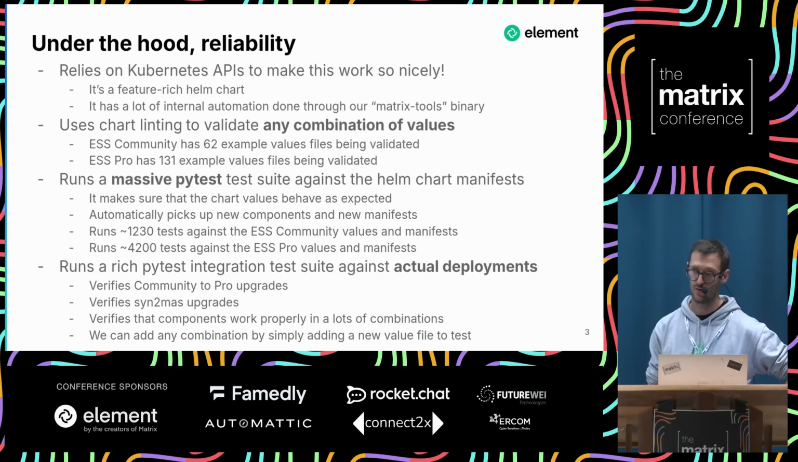We have 62 example value files where we make sure that they just work. We have a massive PyTest test suite which just validates that the things we generate are working properly. So more than 1,000 tests for the ESS Community, more than 4,000 tests for the ESS Pro. And we also have an integration test suite where we make sure that every upgrade works seamlessly, that you can run a Synapse upgrade without breaking your setup. And we test a lot of combinations, and the more we add, the more we test, basically.